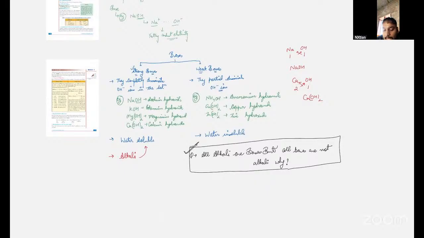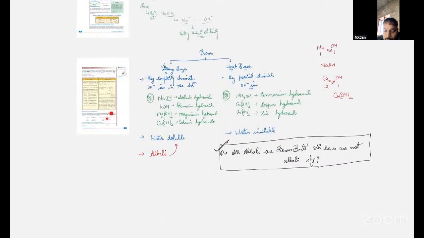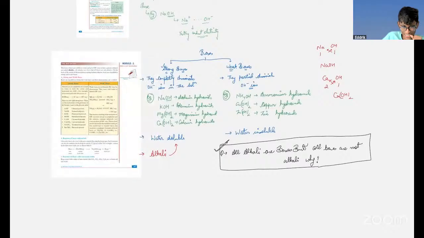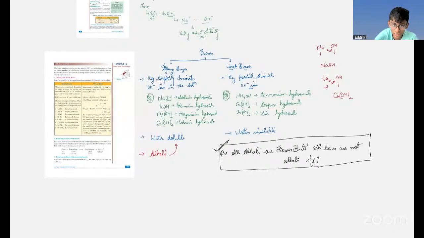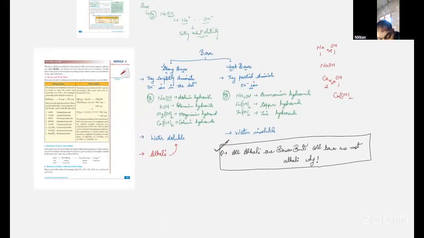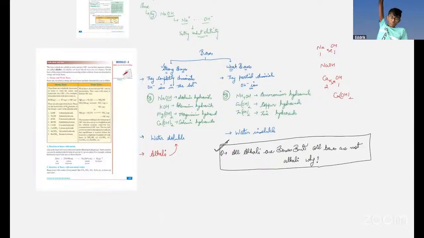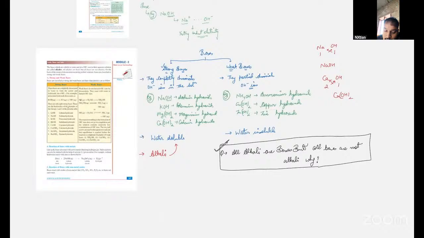Guys, did you understand? I hope I am able to make you understand this concept. A strong base means alkali, weak base means not alkali. Simple as that.